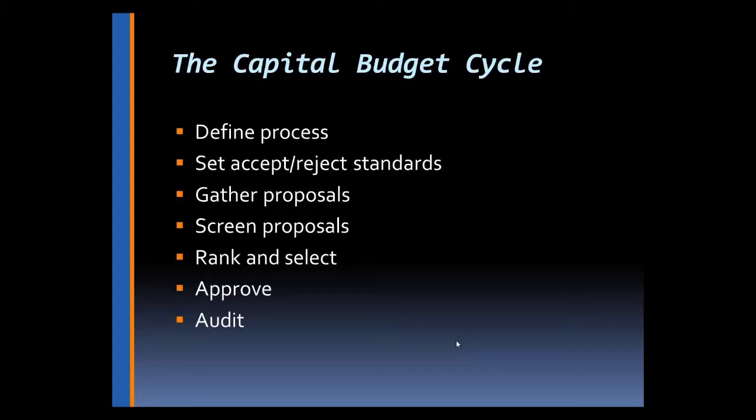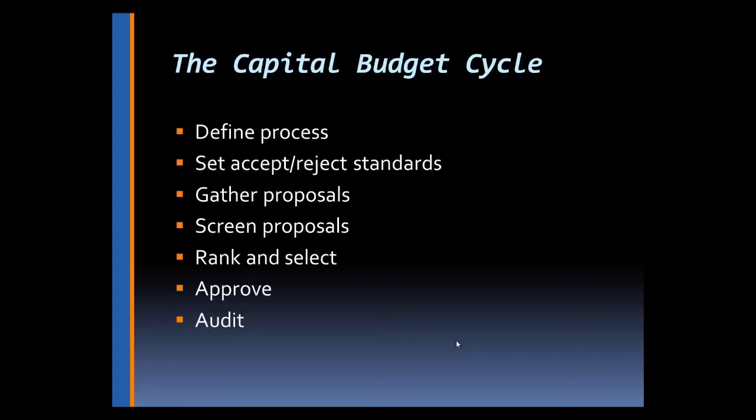You gather proposals from the various sources. You screen those. First, they have to meet the accept-reject standard, and then you have to rank them because there's always more requests for capital investment than you have resources available. And then you approve some of the projects, and supposedly there's a post-audit to see if the projects actually perform the way they were projected to after they've been instituted. Normally the capital budgeting cycle takes place at the same time you're preparing the operating budget, which we discuss in Module 15.